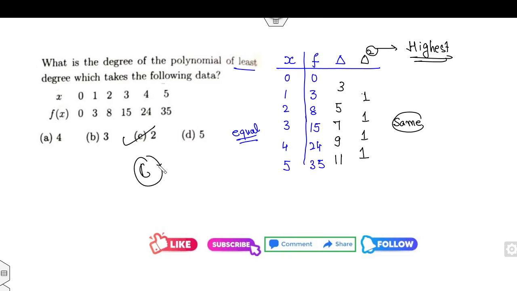There is no need to apply the Lagrange interpolation, find the polynomial and check it. You can simply use this shortcut trick.